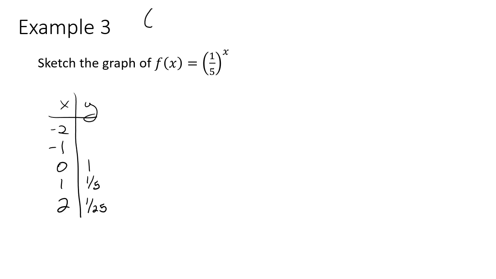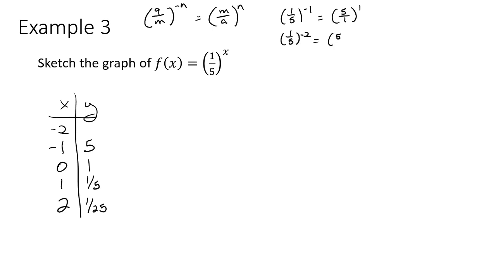For negative exponents, remember the property from early on in chapter P. If you have a fraction raised to a negative exponent, you can flip the entire fraction to turn the exponent positive. So if we had 1/5 to the negative first power, this would be the same as 5 to the first power, or 5. And similarly, 1/5 to the negative second would be the same as just 5 squared, or 25.